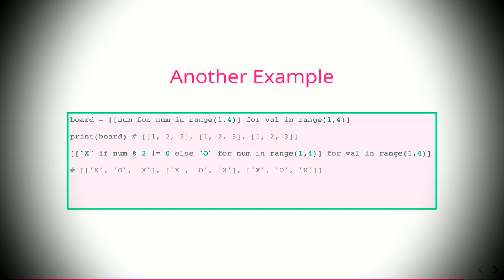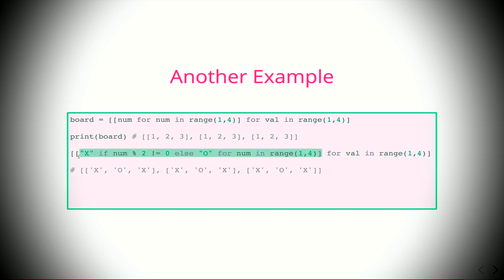Next time through, in the range, we go from 1 up to 2. So 2, is 2 mod 2 not equal to 0? That's false, because it is even. So we do else 0, or O. And so we get an O. And then the range goes up to 3, and that's the last time through. And 3 is odd, so we put an X.